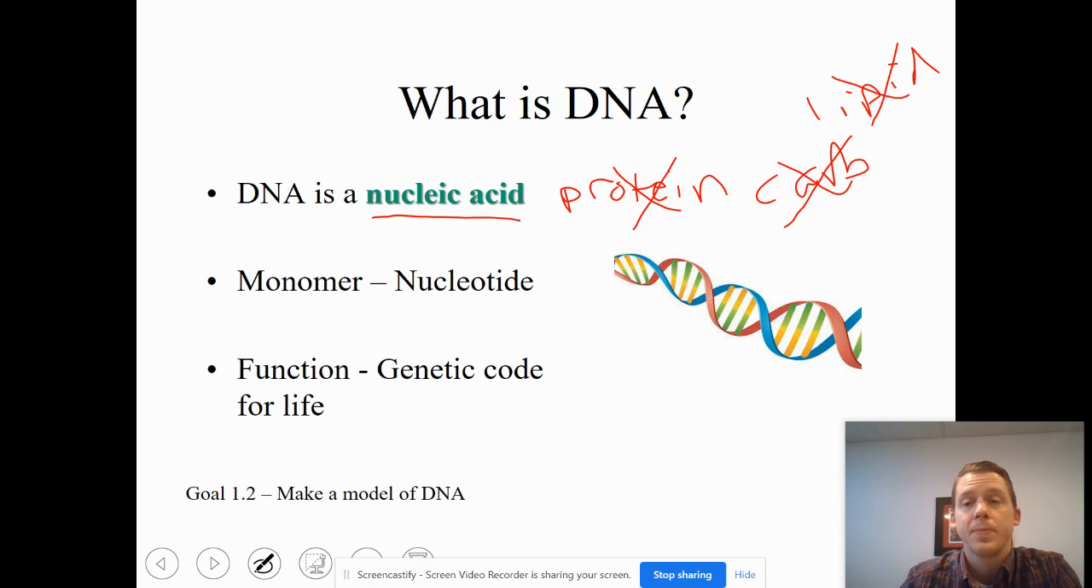DNA and RNA are really the only two types of nucleic acids. So DNA is a polymer. The monomer of DNA is called a nucleotide. Make sure you write that down. You should know that the monomer of DNA is a nucleotide. And the function is the genetic code for life. So what does that mean? That means that DNA is the instructions for all of our cells.